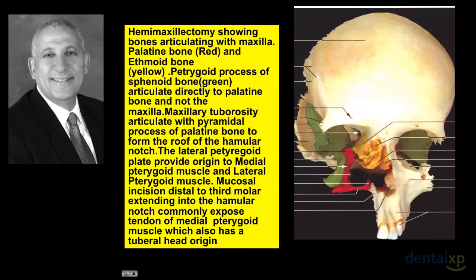Now, we did the hemimaxillectomy here to show you the bones articulating with the maxilla. In red, you can see the palatine bone, and this is called the pyramidal process. These are the two pterygoid plates of the sphenoid, and as you all know, the lateral surface gives origin to the lateral pterygoid muscle, and the medial surface gives origin to the medial pterygoid muscle. So those are very close, and sometimes you will see the medial pterygoid muscle, which also has a tuberal head. It takes origin from that maxillary tuberosity. So when you're doing surgery and mucoperiosteal flap reflection, posteriorly you might see that muscle.